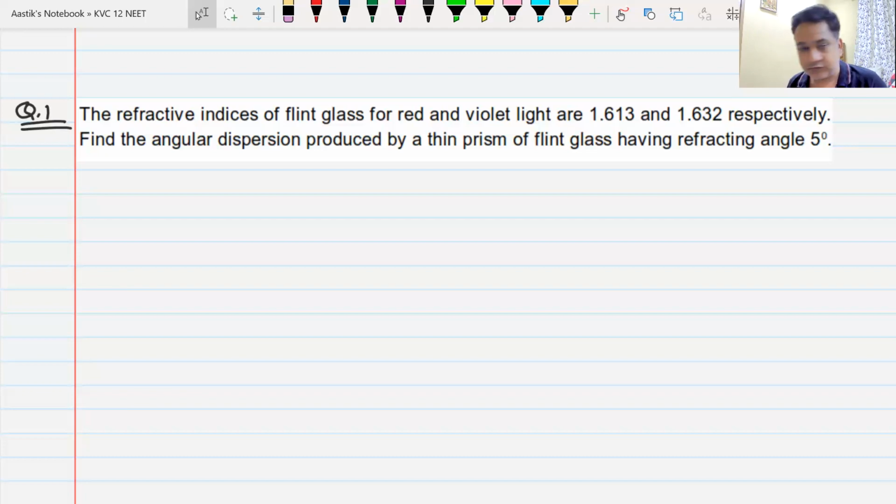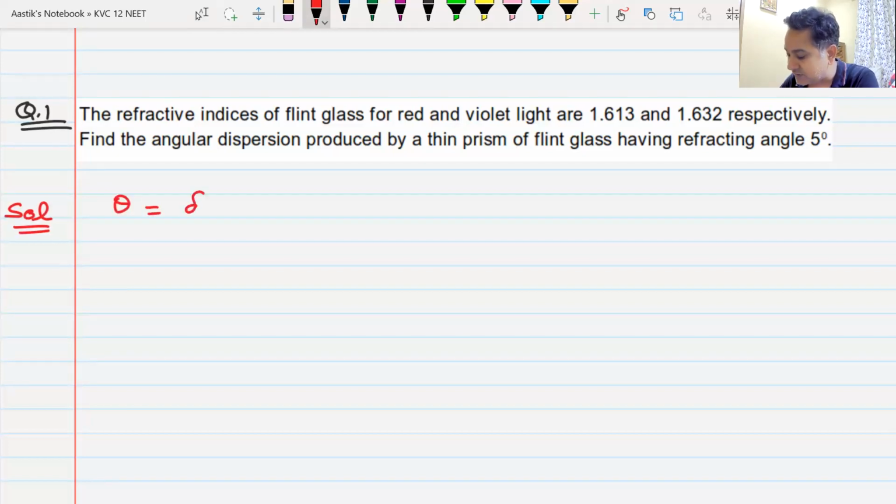Sir, the answer is 0.095. That is correct. Did you get the answer, everyone? Yes, sir. Well done. So how did you find out this angular dispersion?